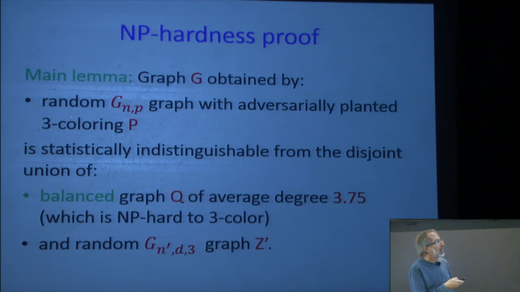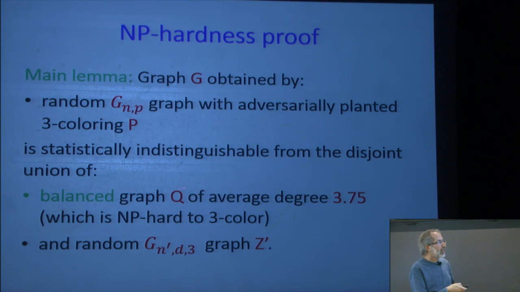The graph G obtained by a random G(n,p) graph with adversarially planted three-coloring is adversarially planted by looking for Q in it and then coloring the rest of the graph in such a way that edges between Q and the rest of the graph drop. This is statistically indistinguishable from the disjoint union of a balanced graph Q. So balanced means it has average degree 3.75, let's say, some constant between 3 and 4, and every subgraph of it also has average degree not larger than this.